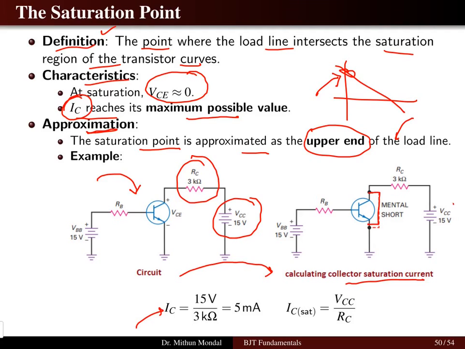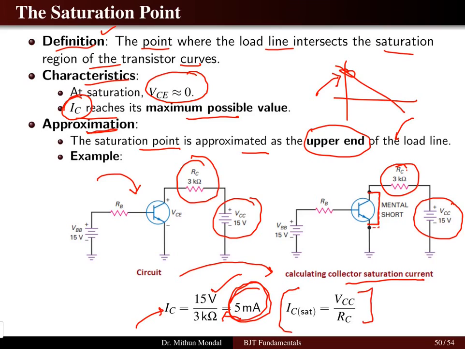So the collector current is the collector voltage, which is 15 volts, divided by the collector resistor, that is 3 kilo ohms. So we get 5 milliamperes, and this 5 milliamperes is the maximum current of the collector. The collector saturation current is determined using the formula VCC by RC. Note that we are doing a mental short here, but it is not an actual short. It is only to find the saturation current of the collector.